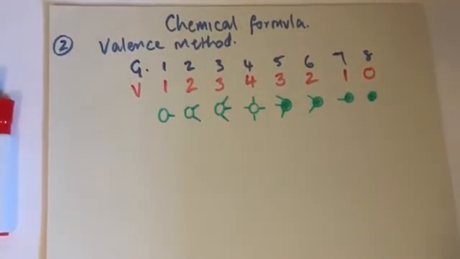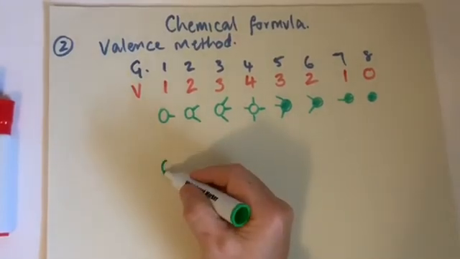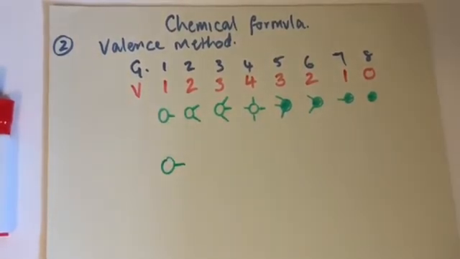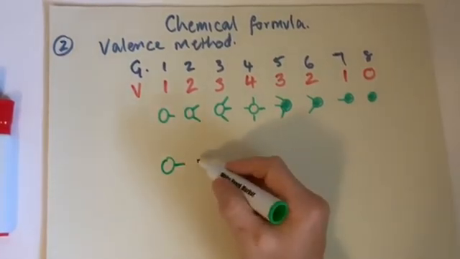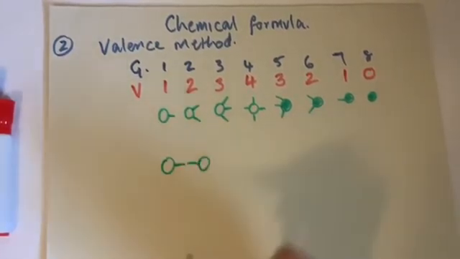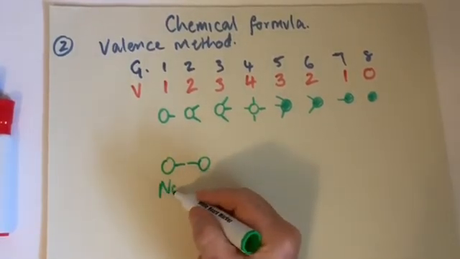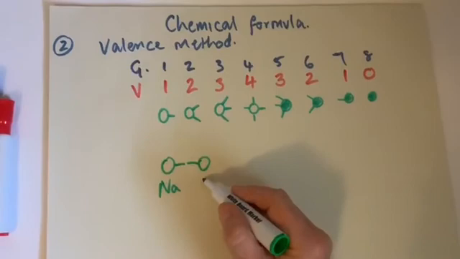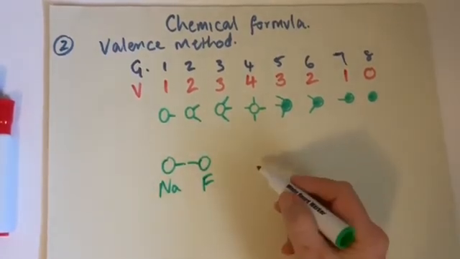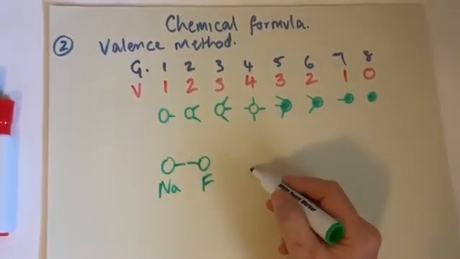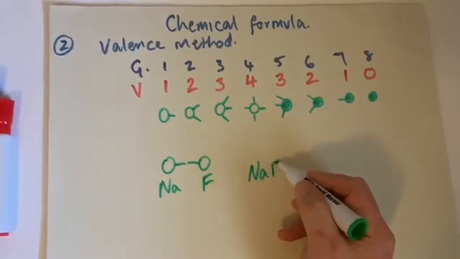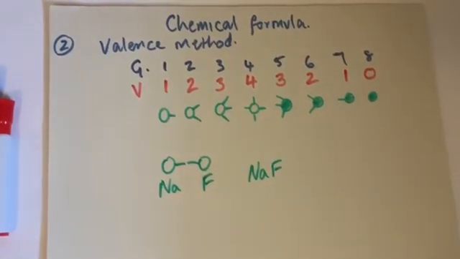This would mean that if we have an element from group 1, it can make 1 bond. If it's reacting with an element from group 7, that also makes 1 bond. So therefore, say that is sodium and that is fluorine, then the chemical compound would be NaF, 1 of each.